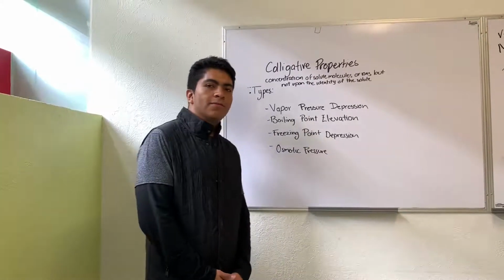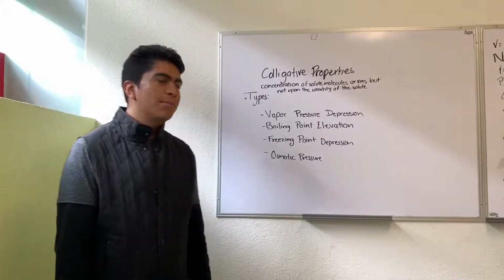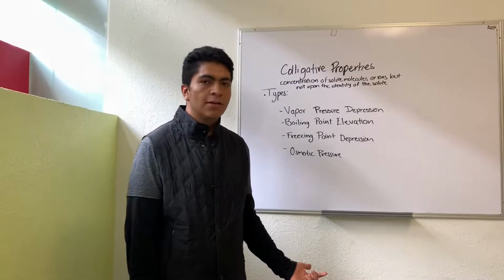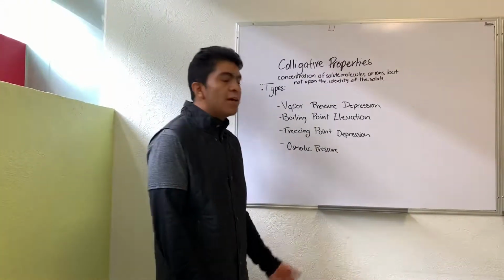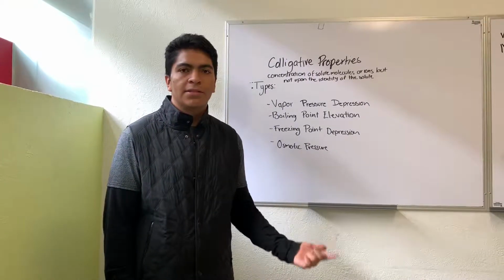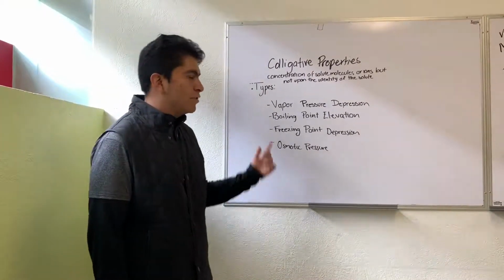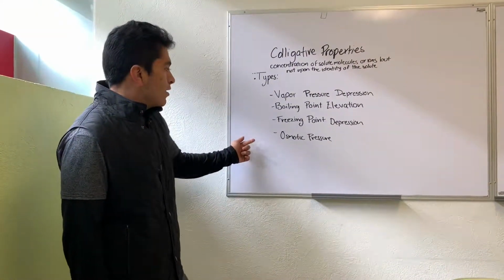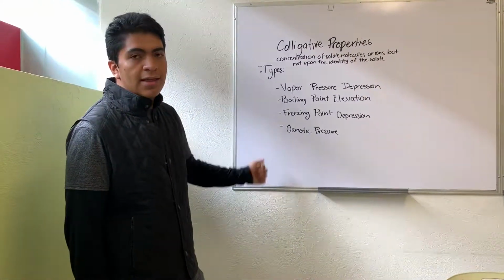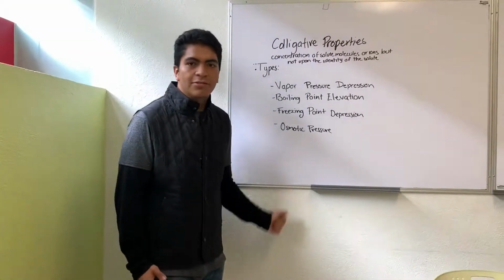Colligative properties of solutions are properties that depend on the concentration of solute molecules or ions, but not upon the identity of the solute. There are four types of colligative properties. The first one, vapor pressure depression. The second one, boiling point elevation. The third one, freezing point depression. And last but not least, osmotic pressure.